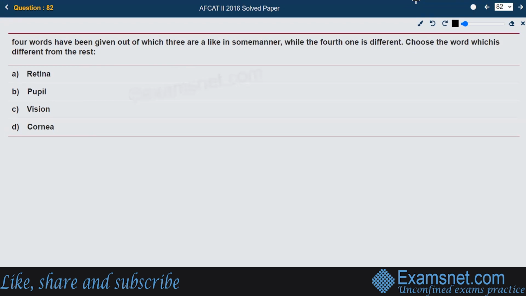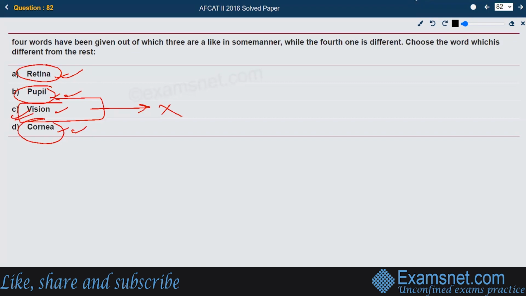Next, again, there are four words given. We have to find out which one is different from those four. The words are retina, pupil, vision, and cornea. If you see it carefully, all of these are parts of a human being's eye. Cornea, pupil, and retina are all parts of the human eye. Vision is not a part of the eye, rather it is a phenomenon. Vision is caused by the eye, so it is not part of the eye. So that seems to be the odd one out. So vision is the right answer.